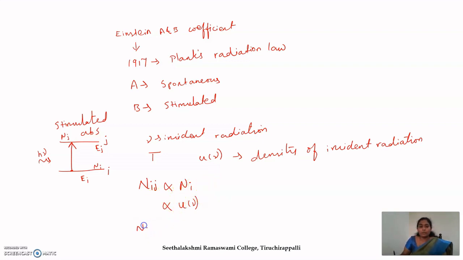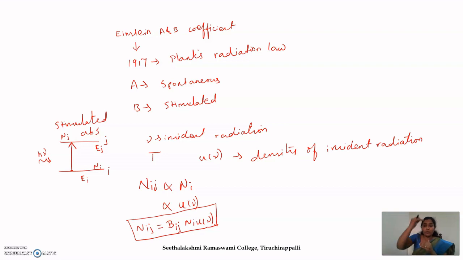So in order to make this an equation, we have to introduce a constant, and as it is a stimulated process, we need to use B, and the transition is happening from I to J, so the coefficient is Bij, Ni and U nu. So this is the probability of transition for a stimulated absorption process.